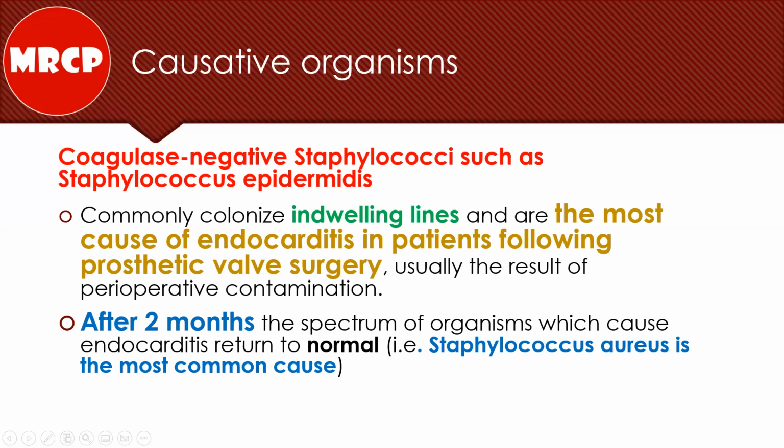In another clinical scenario, the patient comes to you after 2 months of surgery. After 2 months, the spectrum of organisms which cause endocarditis returns back to normal, so Staphylococcus aureus will be the most common organism. Our cut-off value here is 2 months. If the patient presents within 2 months, this is Staphylococcus epidermidis. If the patient presents after 2 months of surgery, this is Staphylococcus aureus.